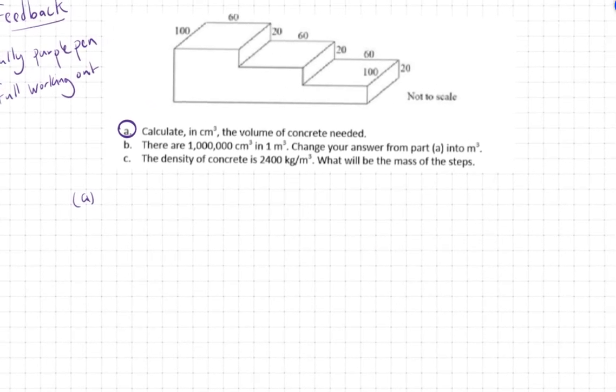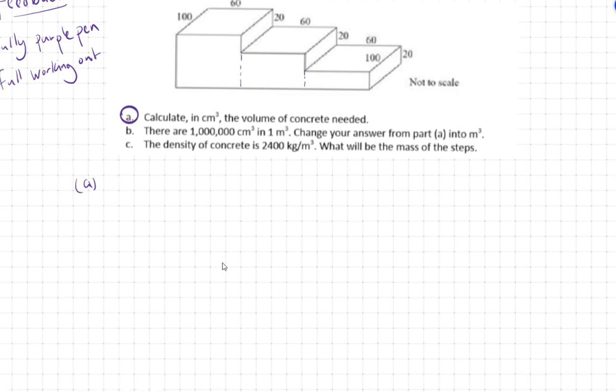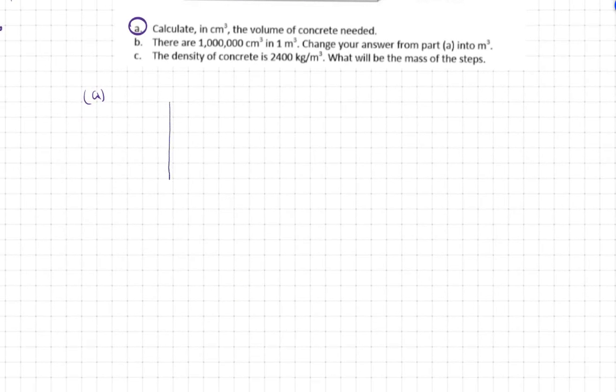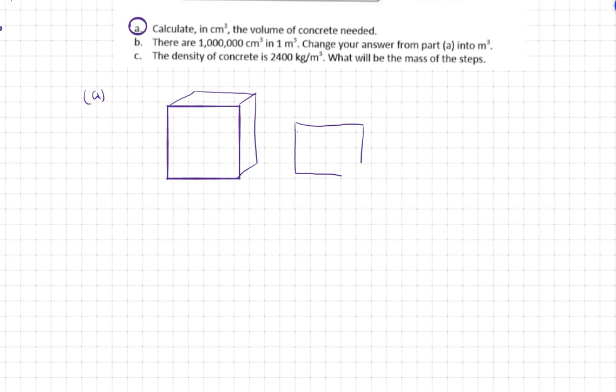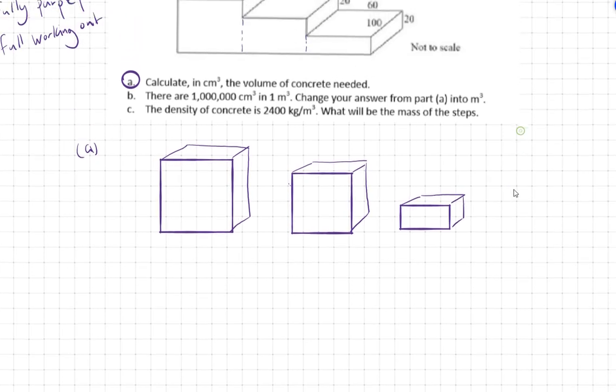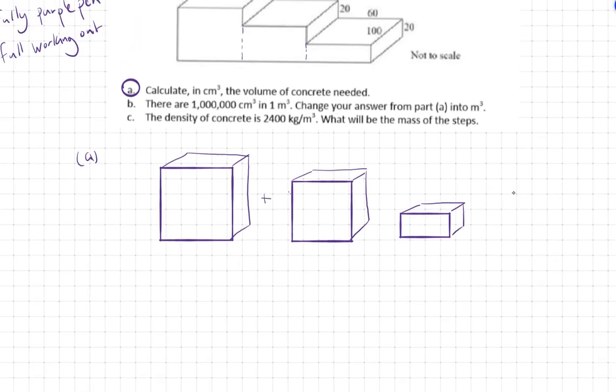Now the first thing you need to recognize is the steps are actually made up of 3 big cubes. So what I'll do is dissect those cubes. We've got one big cube here, plus the medium one in the middle, and then we have the small one at the end. So these are the cubes that we have. We add them together, and this will give us the steps.